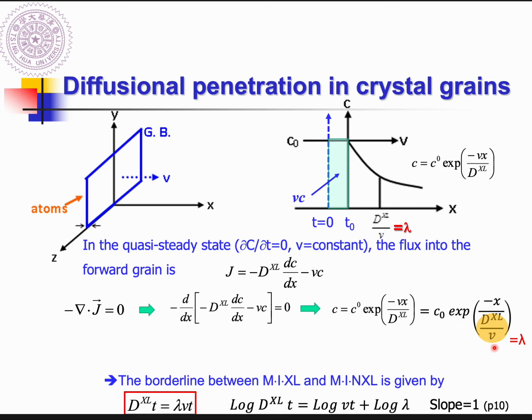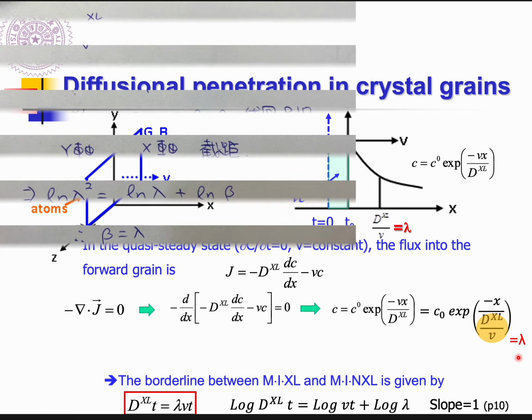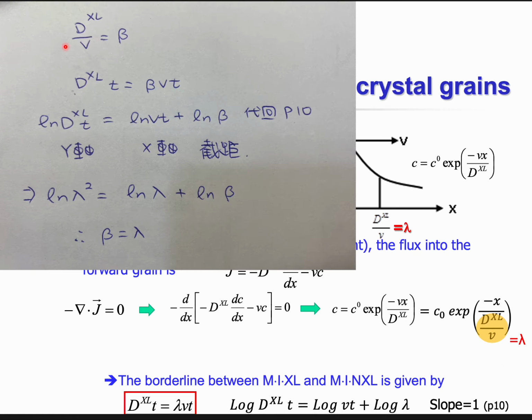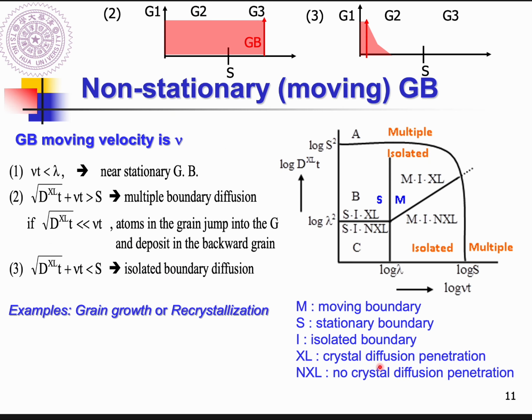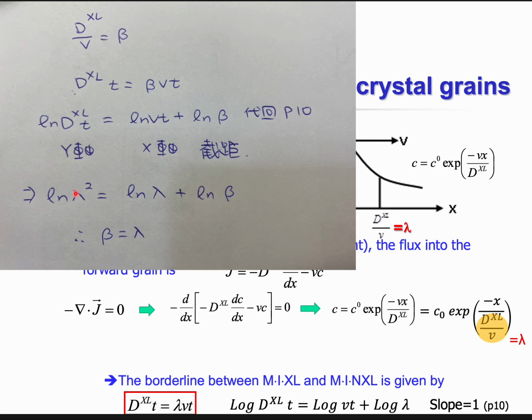Okay, but some people probably were curious about why this is equal to lambda. So I have my handwriting here. In the beginning, instead of lambda, I can just assume it equals beta, an unknown parameter, and I multiply by t together and take a log, and put this back to the figure on page 10. And I use the data points, lambda square and lambda here. Then I prove that beta equals lambda. So here I just want to show you this lambda is really the lambda we showed you in the previous slide.